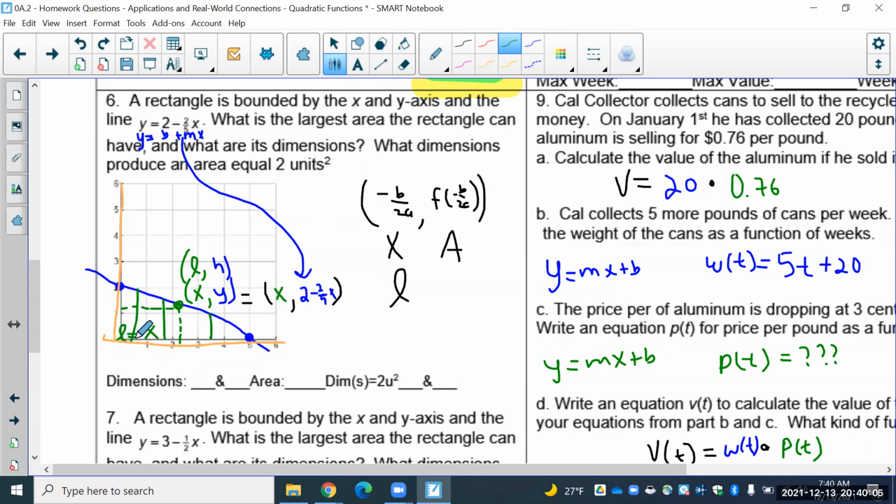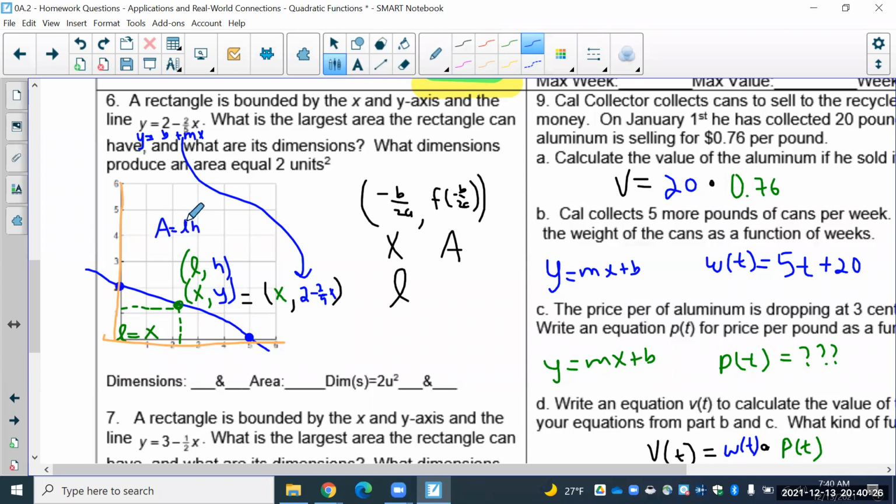So the x input is how long the box will be. And then the output is limited by that line. The output is the height or the width, however you want to think about it. So I did area as length times height in this case. But if you want to use width, that's fine.